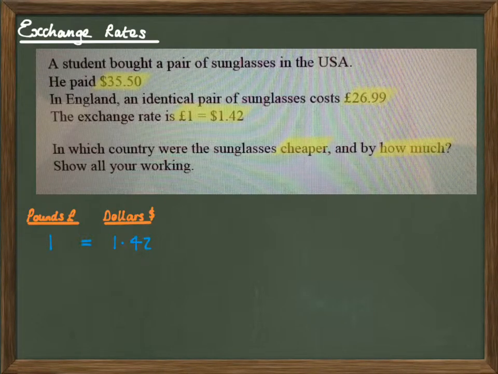It tells me in England the sunglasses cost £26.99. So underneath the pound side, because it's pounds we're talking about for that £26.99, I'm going to write £26.99. Okay, now this one, I'm converting pounds to dollars. What you've got to look at now is that I've got to find that missing space underneath the dollars. And to do that, because it's a ratio, I'm going to do the same to both. So I need to look at what has happened to that 1 to change into 26.99, okay?